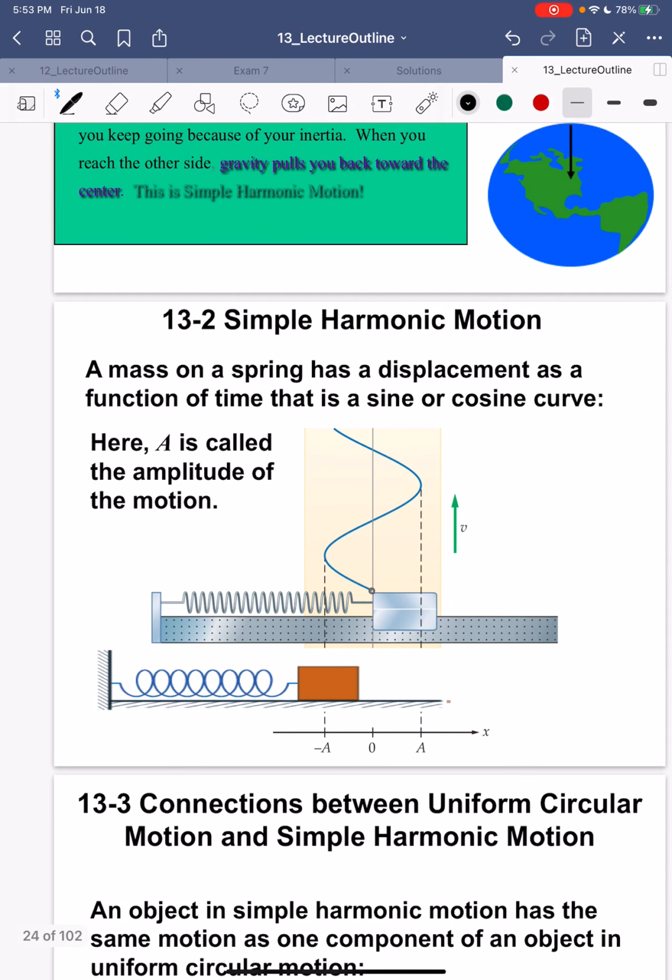A mass on a spring has a displacement as a function of time that is a sine or cosine curve. There are many experiments where you can verify this. And here it is called the amplitude of the motion, which is this here, A.